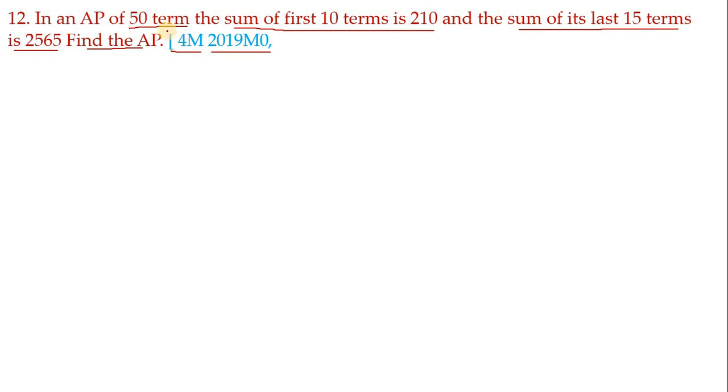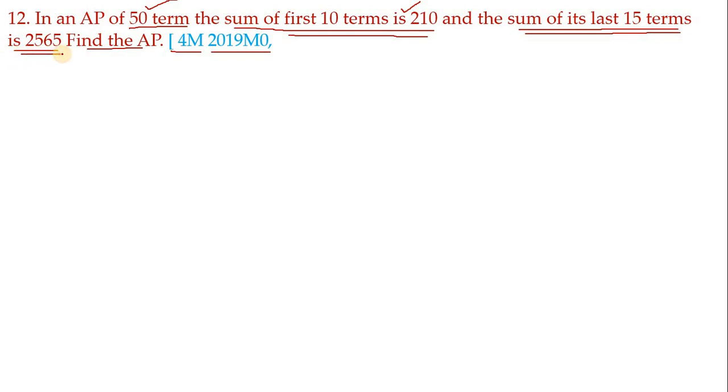First, understand the problem. They have given three things. The first is, in this problem, there are 50 terms. And the second thing is, sum of first 10 terms is 210. Means beginning 10 terms, means from A to A10. I mean A to A plus 9D. That is 210.